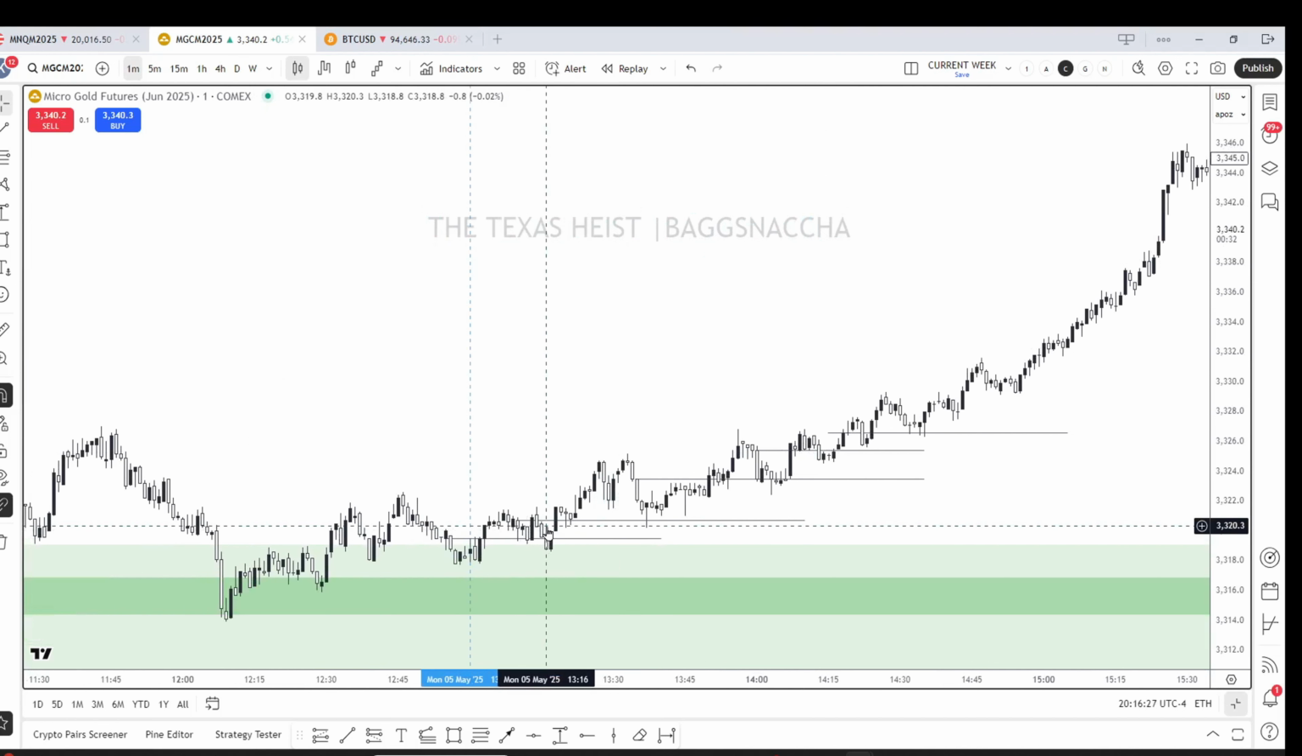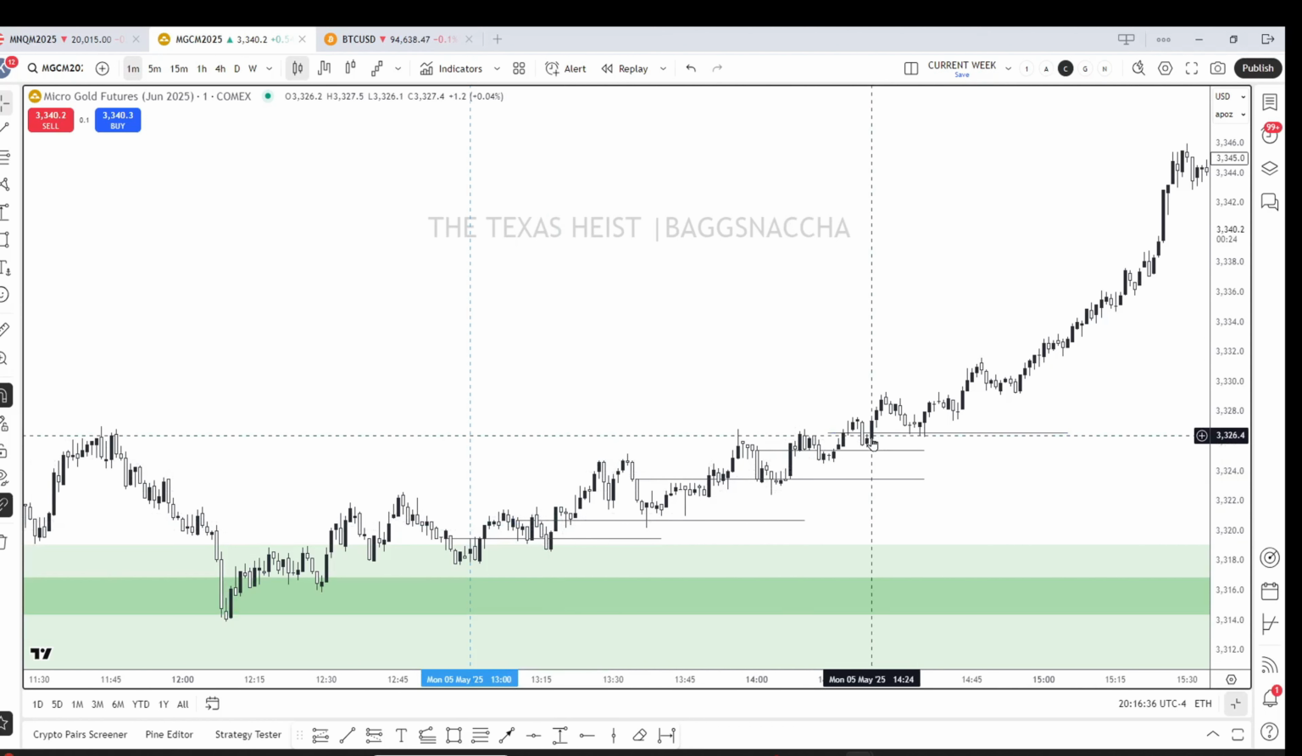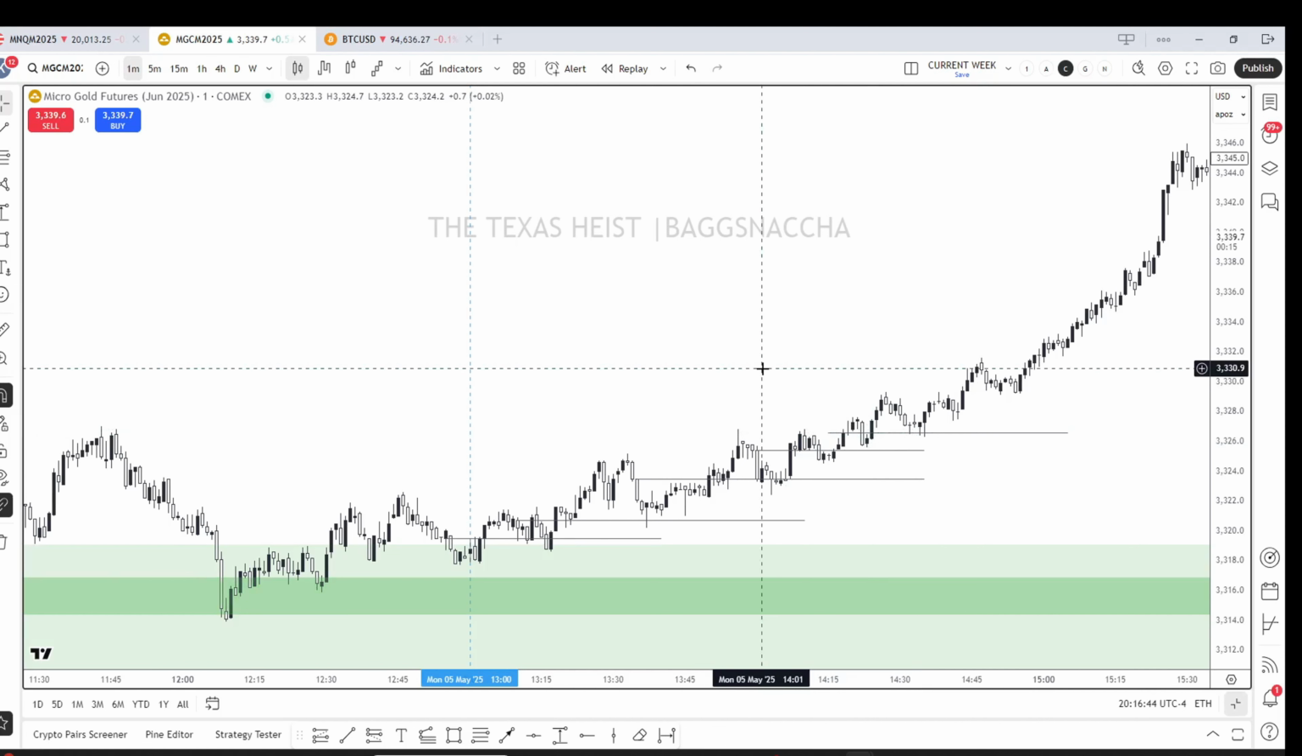Now, one thing you see within these C4s are what? Fair value gaps or loot zones. So tie that in. You have the order blocks, you have the C4s. Now, the lower time frame within those C4s, you also have loot zones. How beautiful is that?